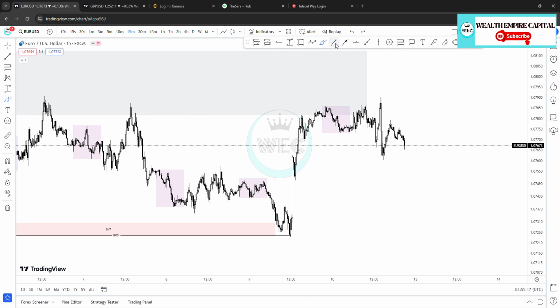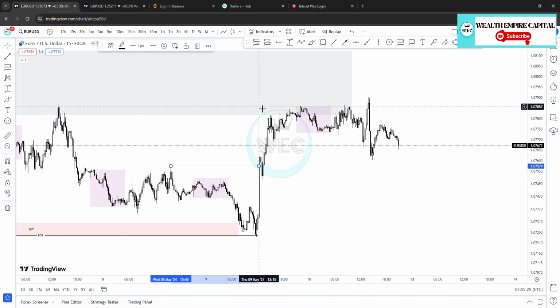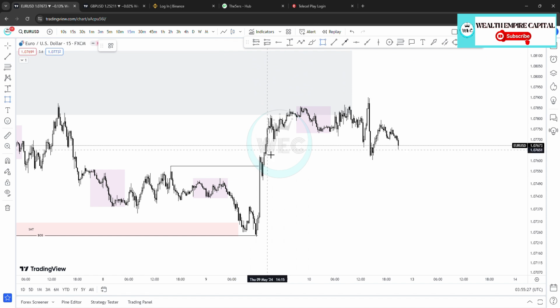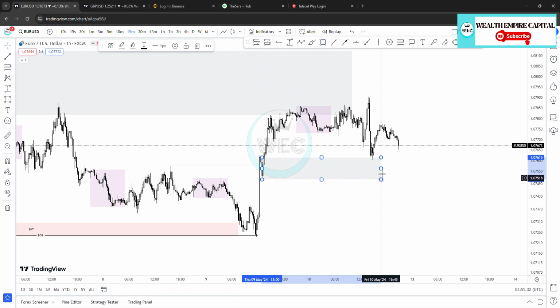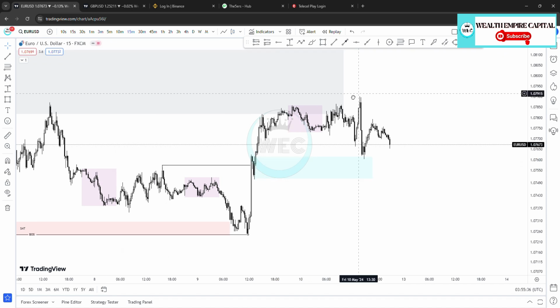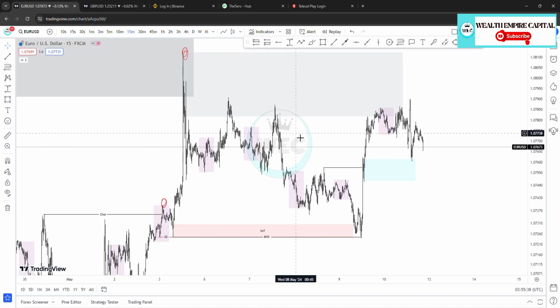So this is a clean break of structure internally, okay, an internal structure break, and then we have this last low which created this last high, which means this one over here is an important area to watch. And you can see that is where price tapped in, okay, price tapped in there. And this is also telling another story. So intraday, we're looking forward to a drop.